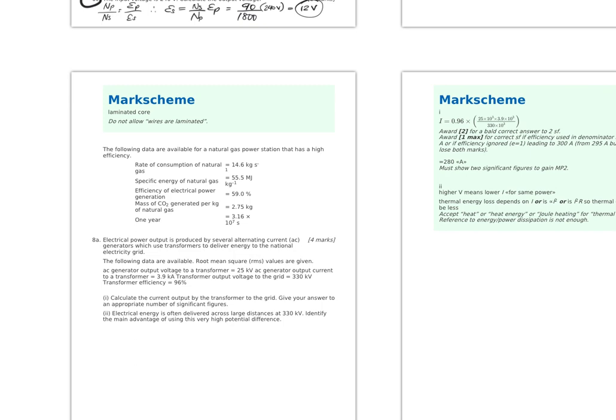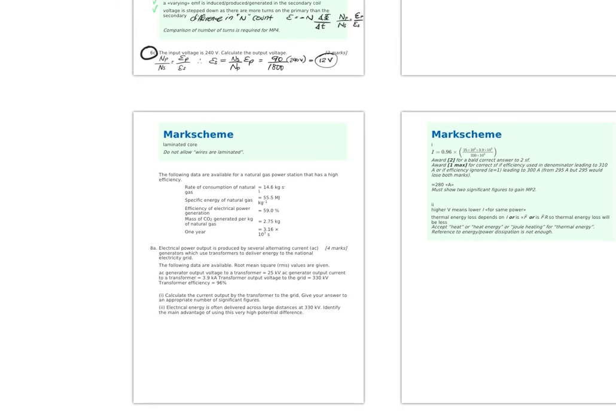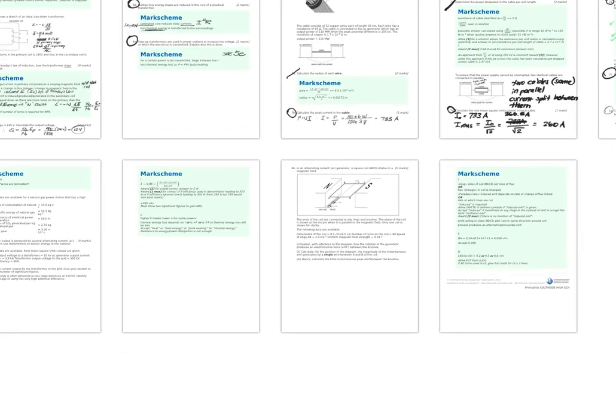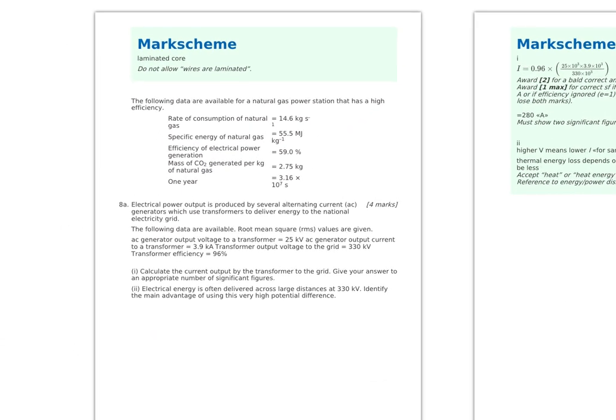So that's what they mean by that. And then we have number 8. We have 8A and 8B. Holy smokes, 8B is 5 marks. And so let's take a look at number 8.